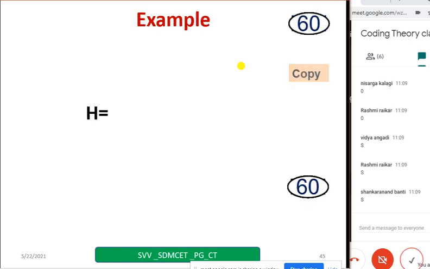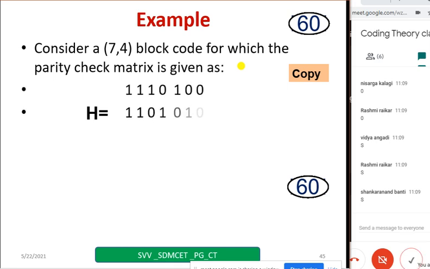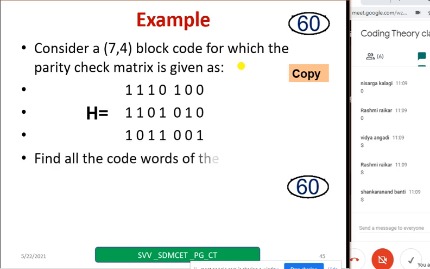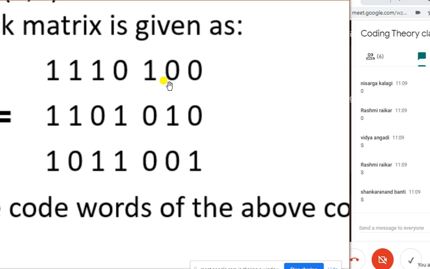Now let us take one simplest numerical example. Consider a (7,4) block code, copy down. Consider a (7,4) block code for which the parity check matrix is given as H equal to. Copy down.